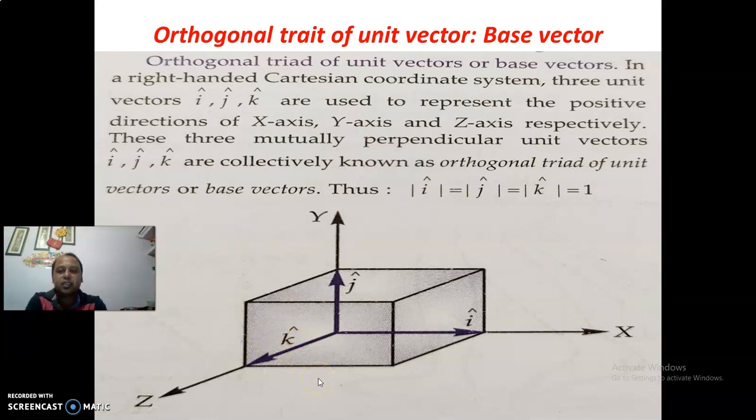So I hope this basic concept of resolution of vector is clear to you. Any doubts, you can put them to me so that they can be cleared accordingly.